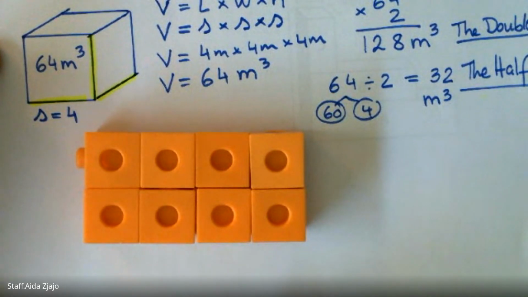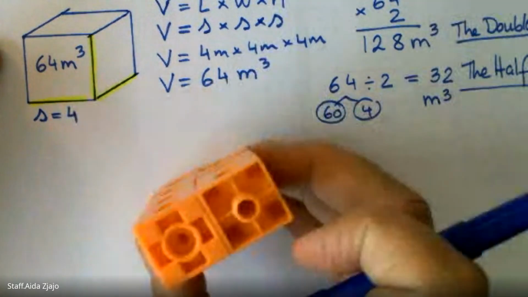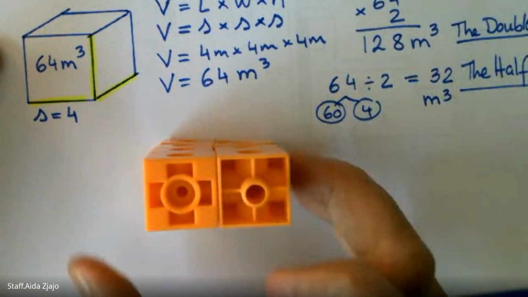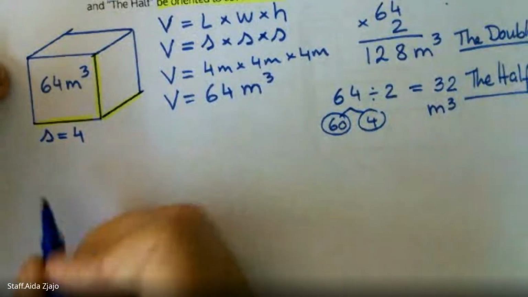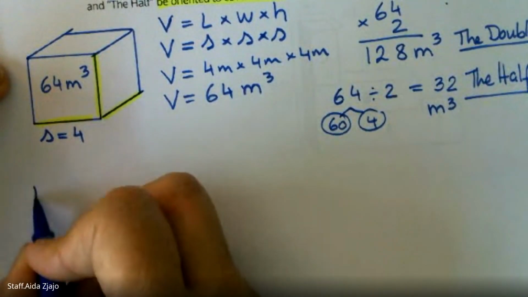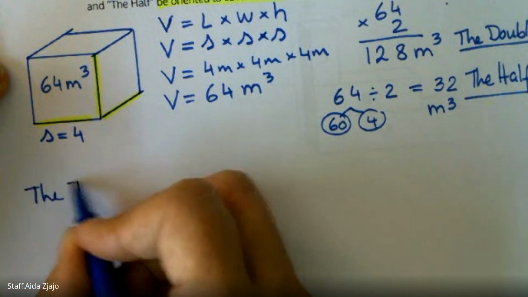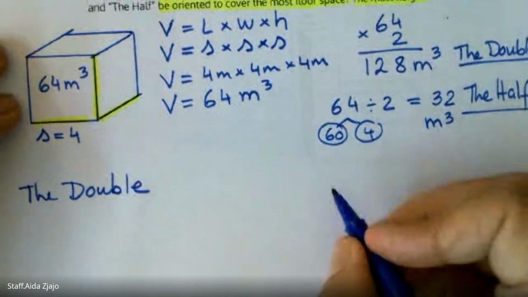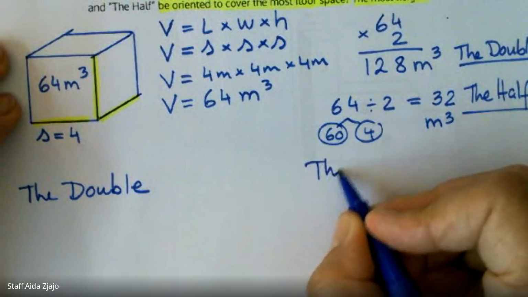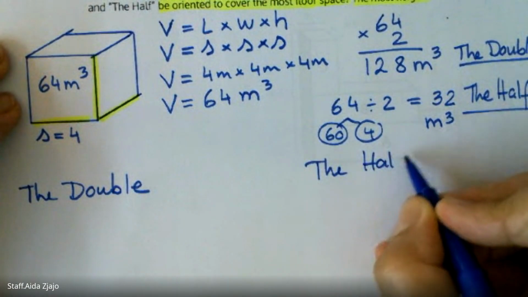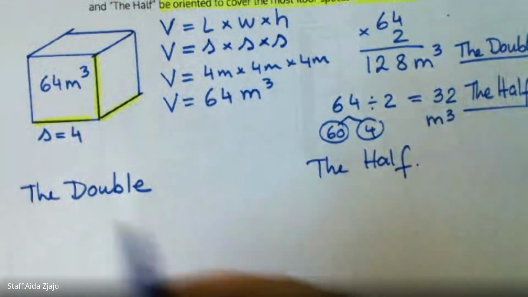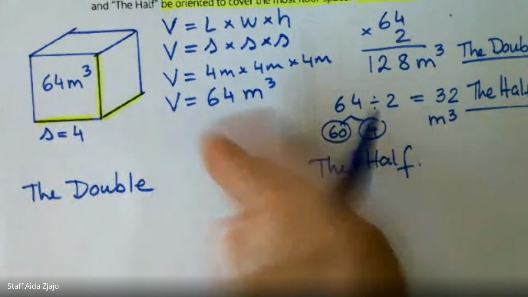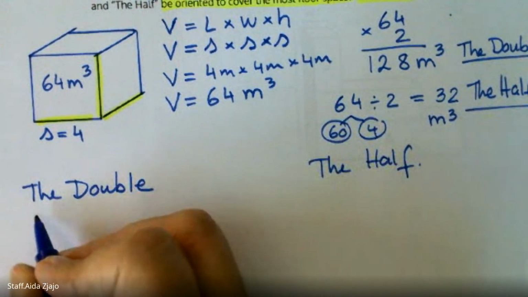And then most height that is used is this way. So then we can have the shapes. So when we think about the double, this way, and then here the half.